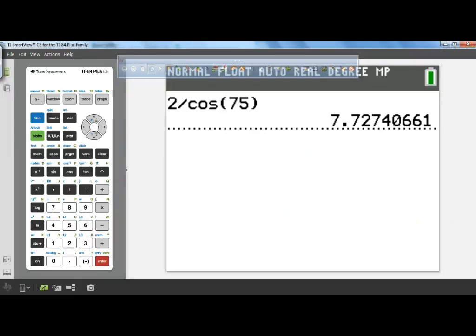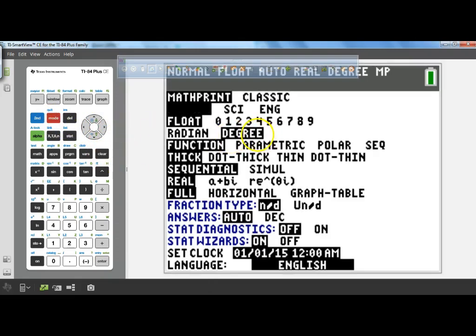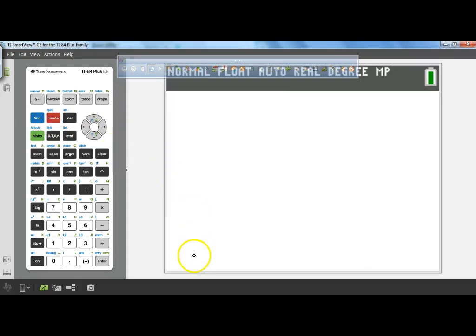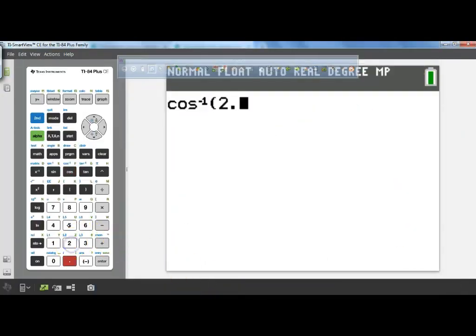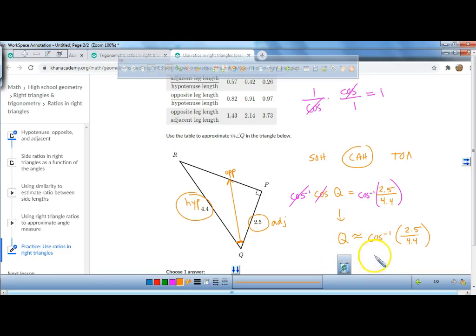So right now, go to my calculator. Make sure, once again, you're in degree mode. If you're not, it's not good. Then you hit second cosine, and you type in 2.5 over 4.4. And there we go, 55.4 degrees. So it's approximately equal to 55.4 degrees. Now, if you don't have this graphing calculator, you also can do it in Desmos.